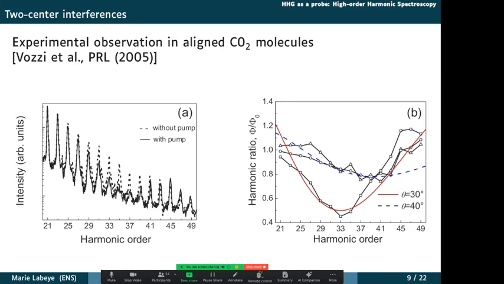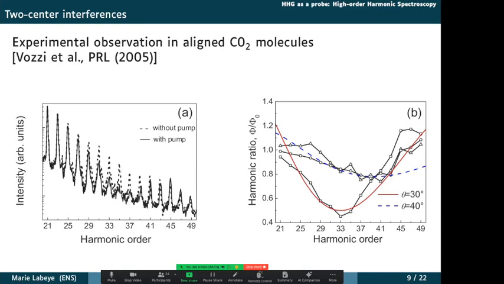So what's very impressive in the experiment is that they can, with a laser, actually align all the CO2 molecules. And in that case, if they do that, they see interesting features in the HHG spectrum. So here it's an experimental spectrum that I took from this article of 2005. And the dashed line is just the HHG spectrum of the unaligned CO2 molecule, and the solid line is the one when they have aligned the CO2 molecule before generating harmonics in the medium.